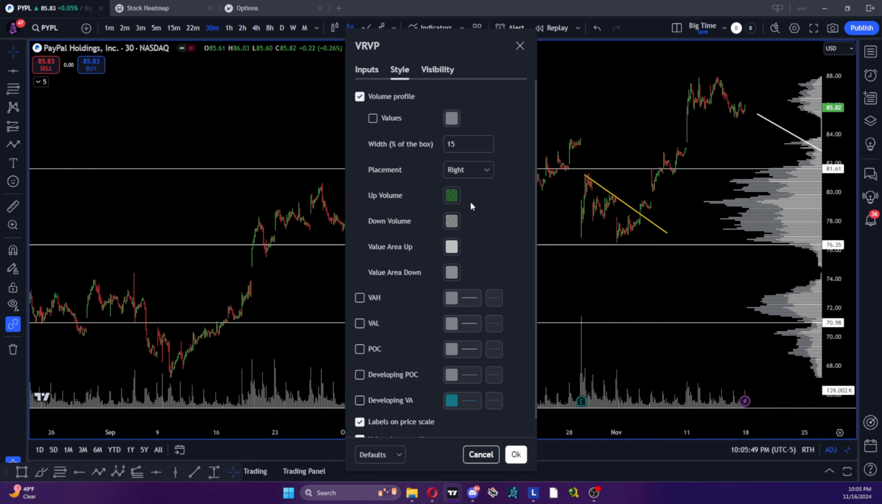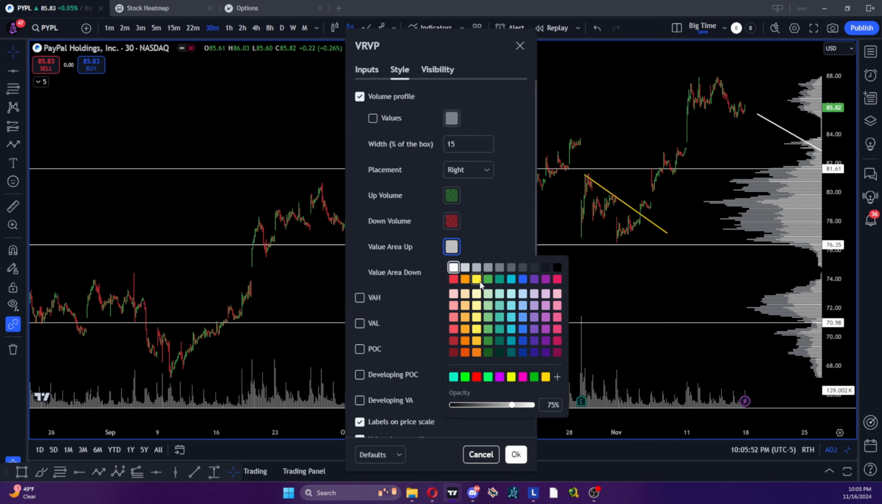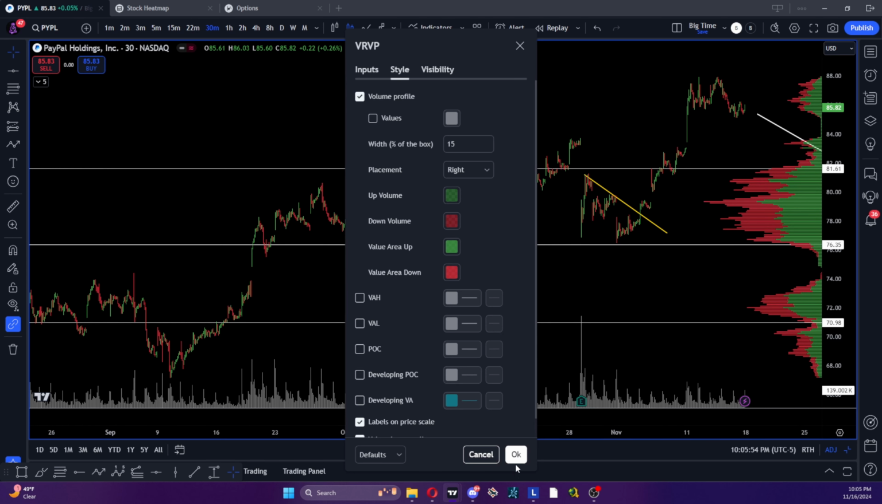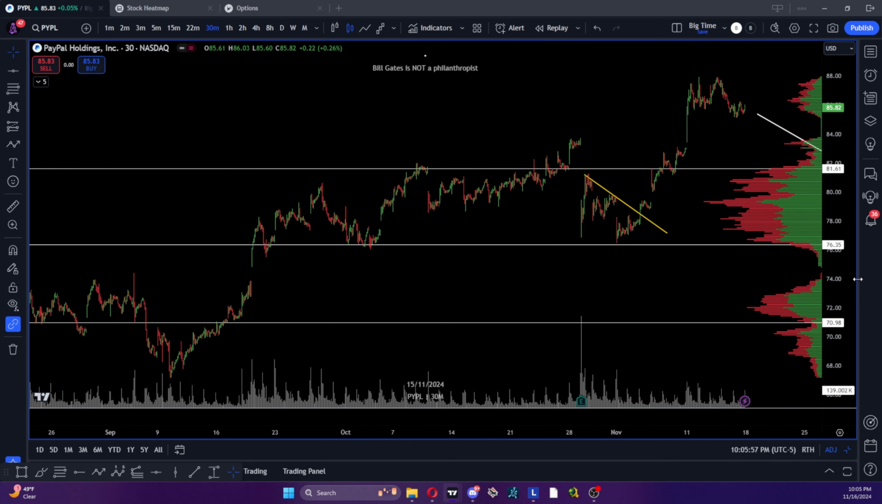I already have a question. Okay, guys, just because VRVP is green and VRVP is red, it doesn't necessarily mean that there's more sellers than buyers. Visible range volume profile is telling you not necessarily how many buyers and sellers are at that price range. It's telling you how much volume there is in that price range. Does that make sense?